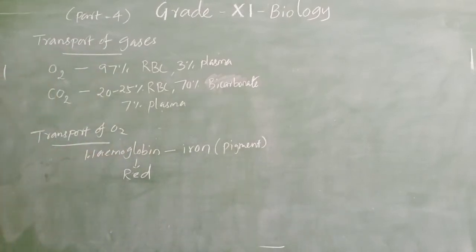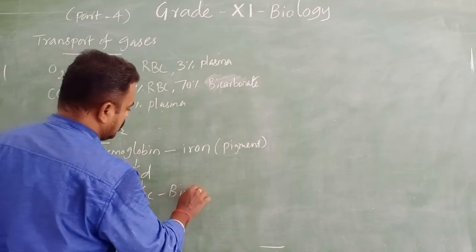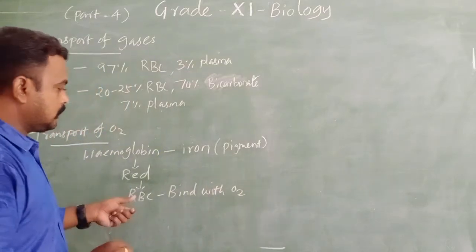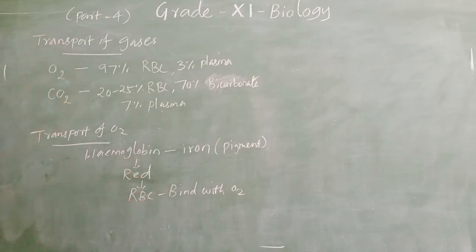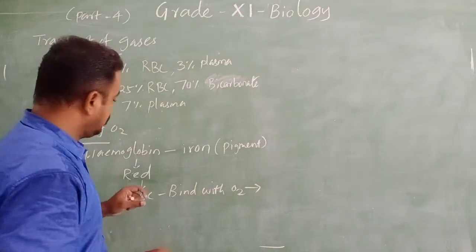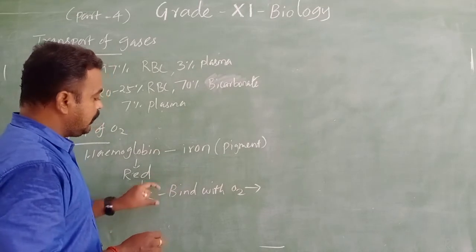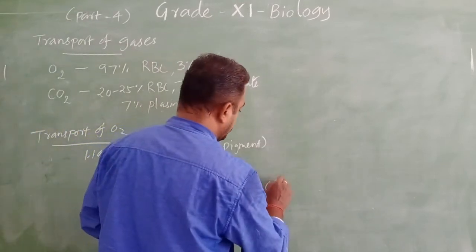hemoglobin. The next, the RBC binds with oxygen, because it needs to carry oxygen from one place to another place, so it needs to bind with oxygen. The hemoglobin which carries or binds with the oxygen is called oxyhemoglobin.